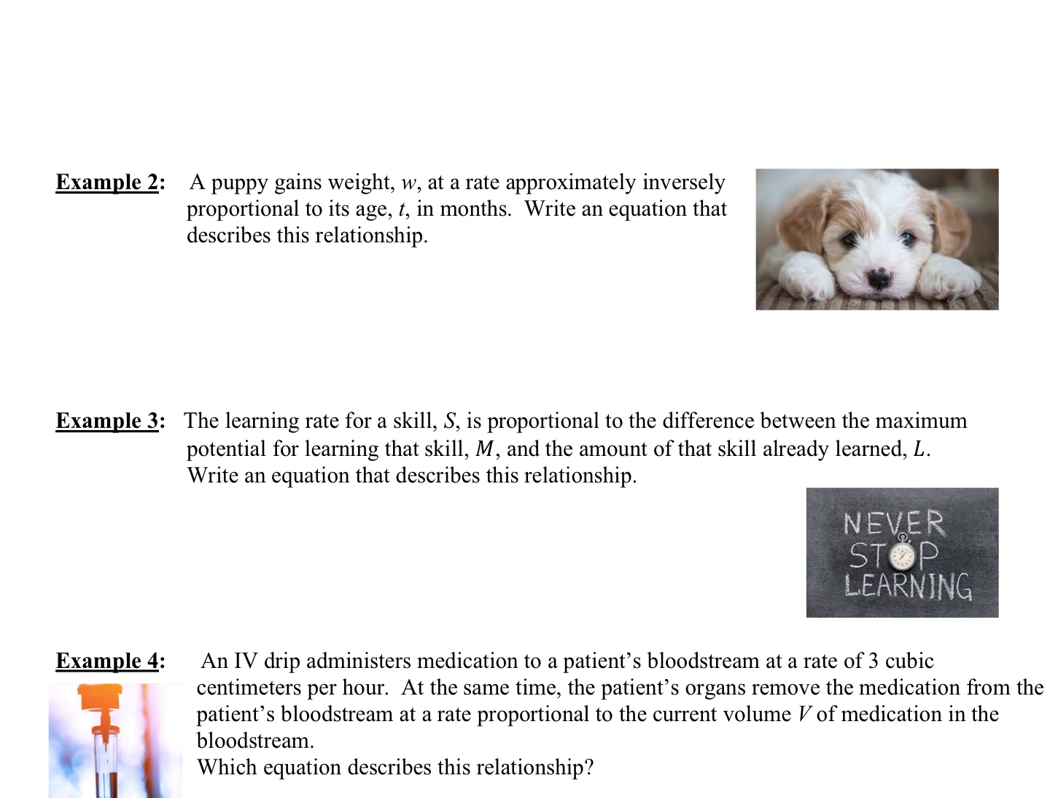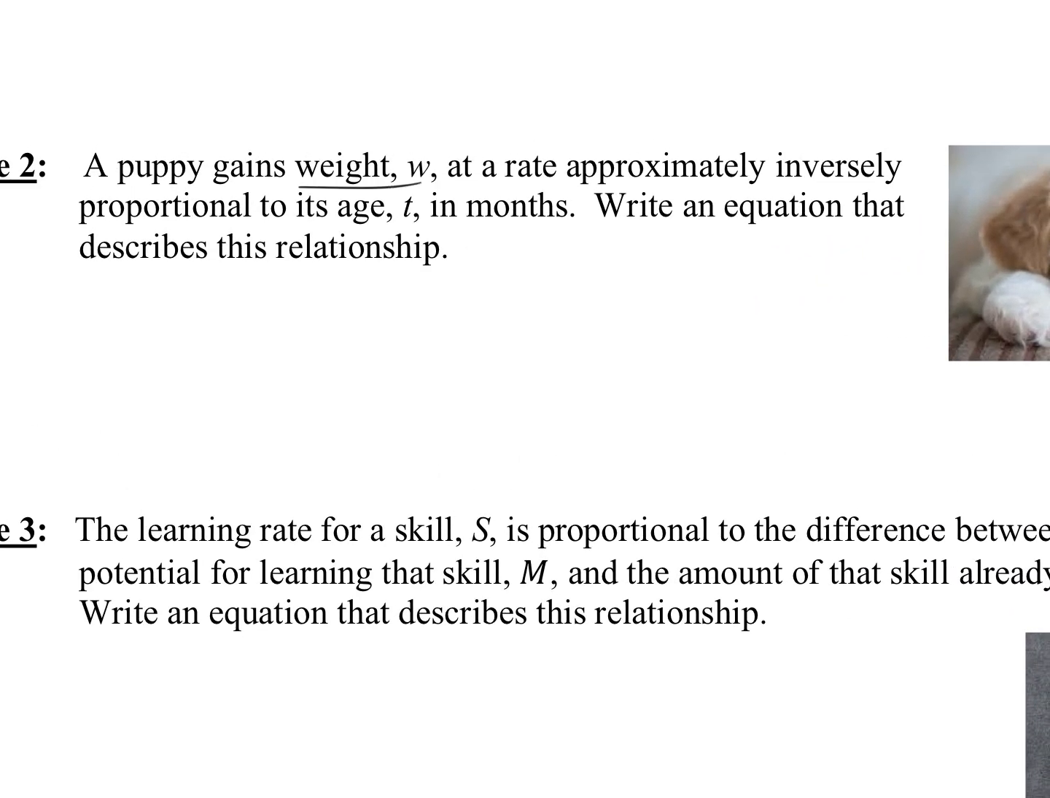Probably. Okay, so we've got a puppy that gains weight, W, at a rate approximately inversely proportional to its age, T, in months. Write an equation that describes this relationship. Now, it sounds really scary, but if we go back through it, I bet you're just going to be fine. It's gaining weight, W, at a rate. Okay, so how would I write that portion? Yeah, dW over dt, because we're gaining weight after a certain amount of time.